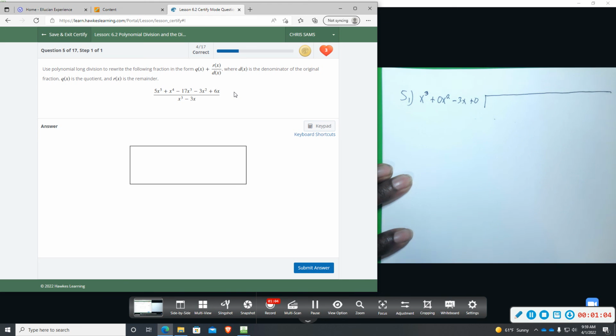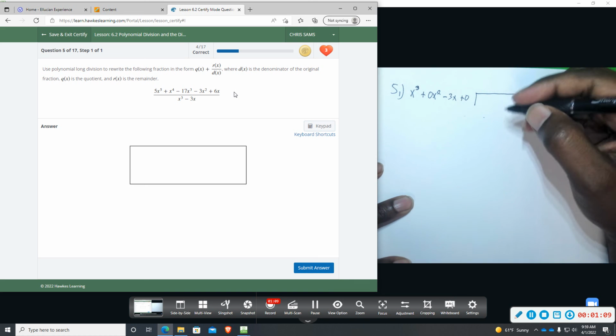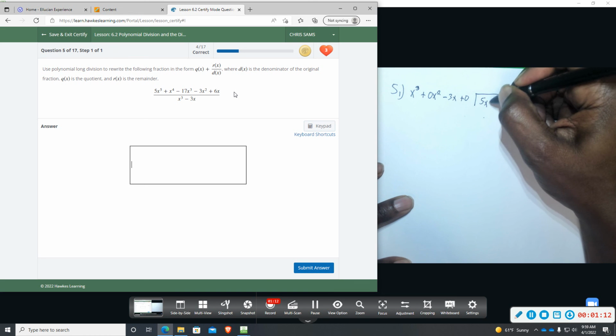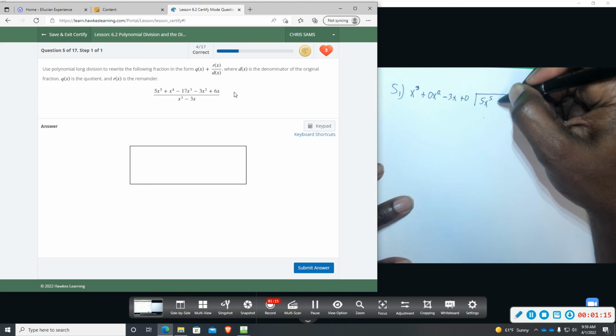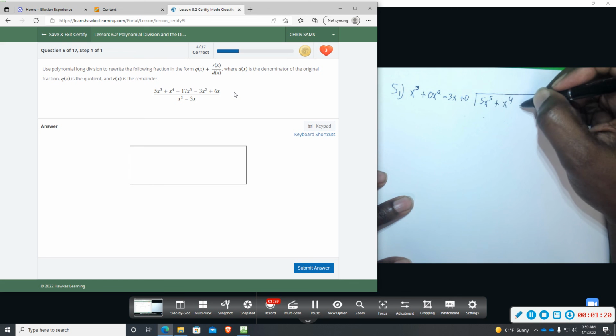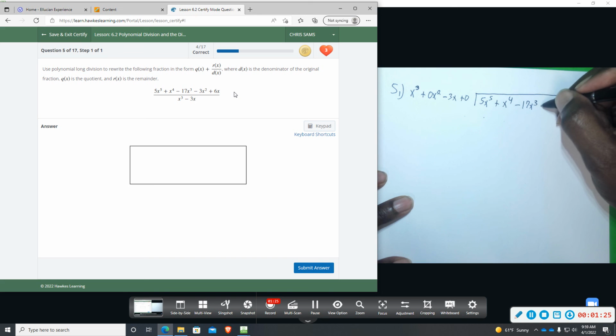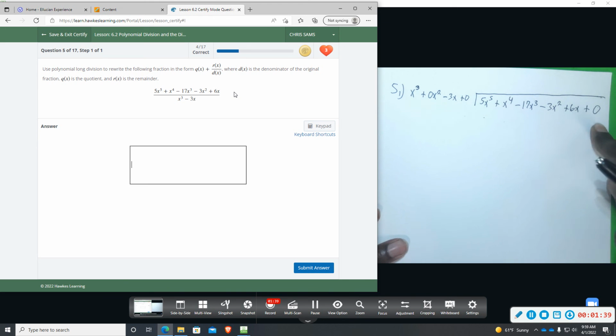And then underneath our division bar, we have our 5x to the 5th plus x to the 4th minus 17x to the 3rd minus 3x squared plus 6x, and then I'm going to say plus 0 because I don't have that constant term. You have to have that, otherwise your problem will not come out correct.